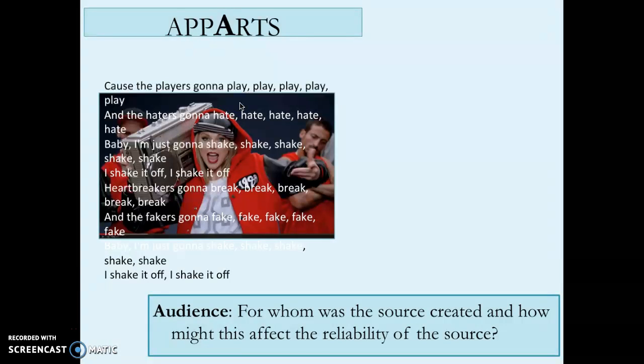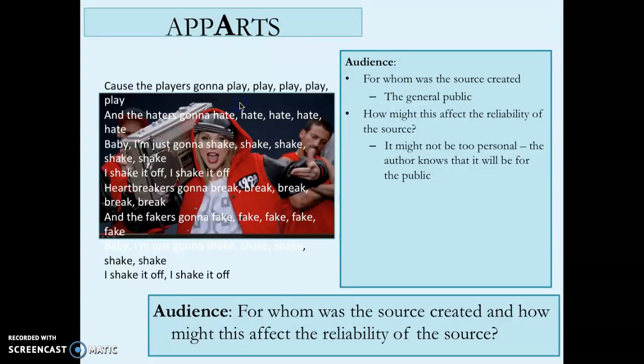Next is audience. For whom was the source created, and how might this affect the reliability of the source? In the case of "Shake It Off," it was definitely meant for general consumption. It's a catchy pop song at that, so that was definitely the intended audience. But when we're talking about historical documents, it's really important to think about the audience the source was intended for, because that could definitely affect its reliability.